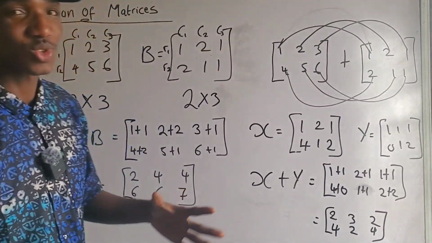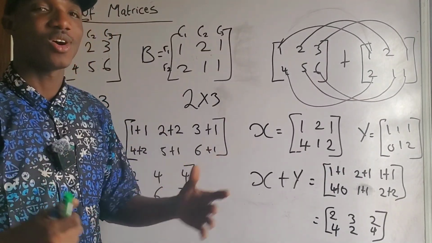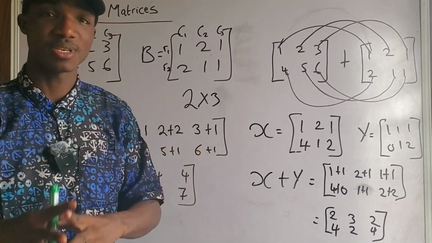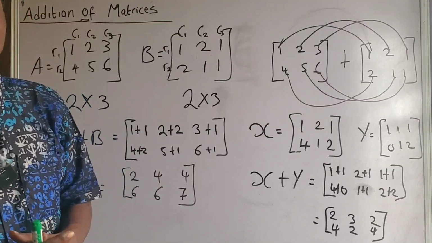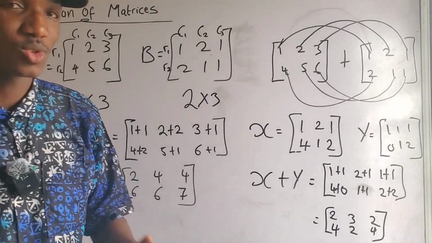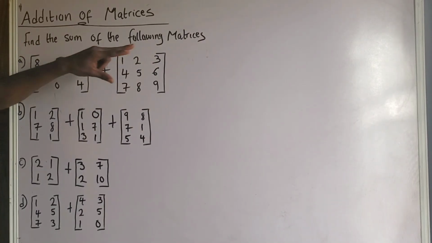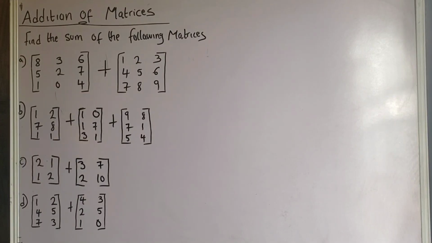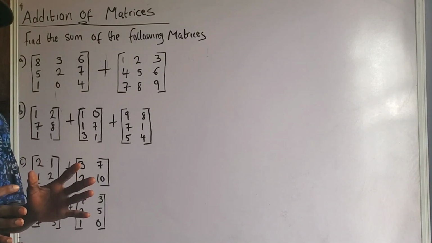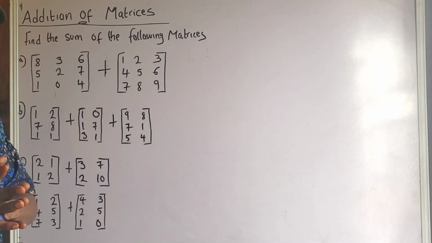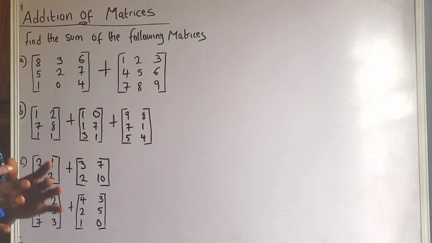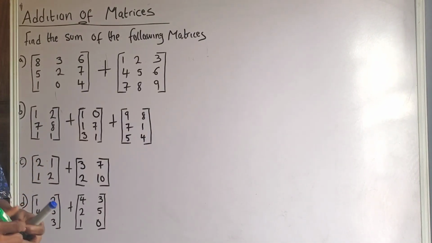So anytime you are taking the summation of any two matrices, all you have to do is first check if they have the same order. If they have the same order, then you can proceed to add them together. Let's look at more worked examples. Find the sum of the following matrices. Okay. Now listen, I want to explain an important thing to you. The reason why the matrices must have the same order, I want to give you an explanation.